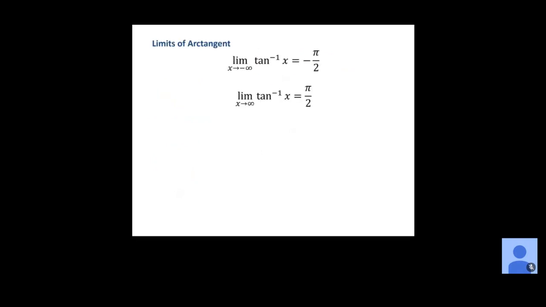All right. Now limits. Our limit as x approaches negative infinity for the arc tangent of x is going to be negative pi over 2. And the limit as x approaches positive infinity for arc tangent x is going to be positive pi over 2. Now, what does that tell us about the graph for arc tangent of x? So these limits as x approaches negative infinity and positive infinity, what does that tell us about our graph?